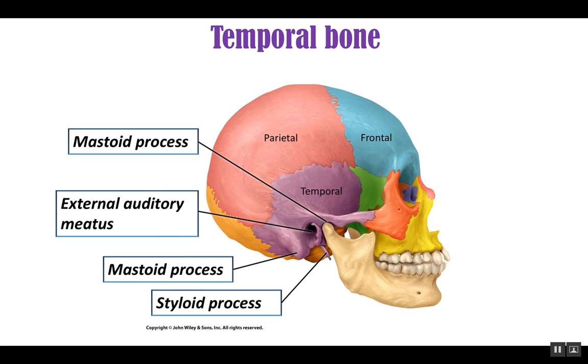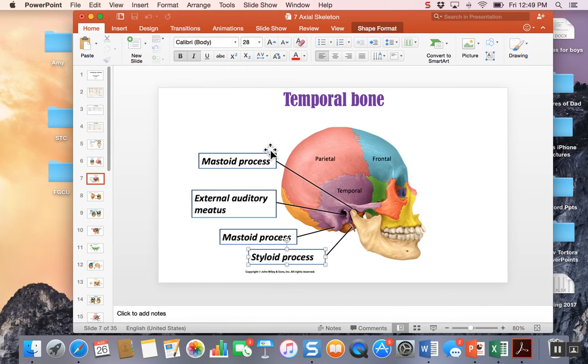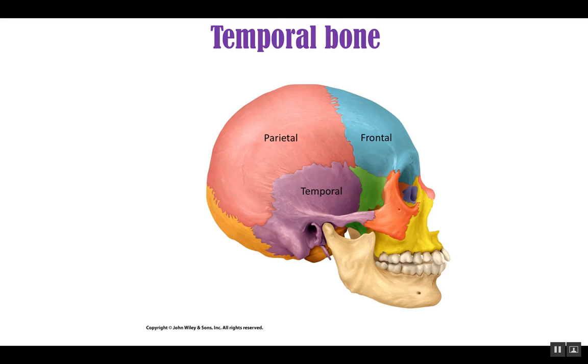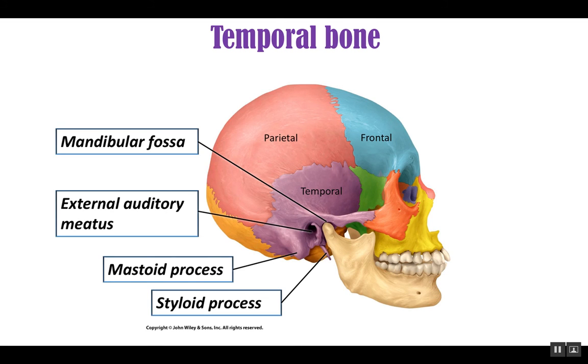There's another mistake that I'm going to correct. This structure is known as the mandibular fossa. So a mandibular fossa obviously must have something to do with the mandible. It's not on the mandible, it's on the temporal bone. A fossa is a depression. So the mandibular fossa is a depression for the mandible to articulate in. So this mandibular fossa helps form a joint with the mandible.